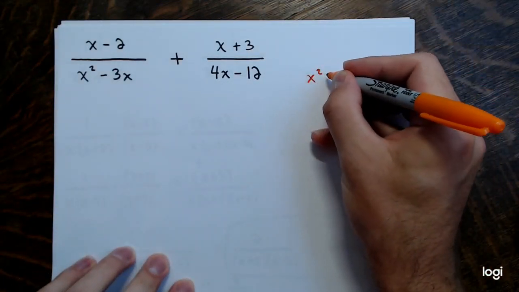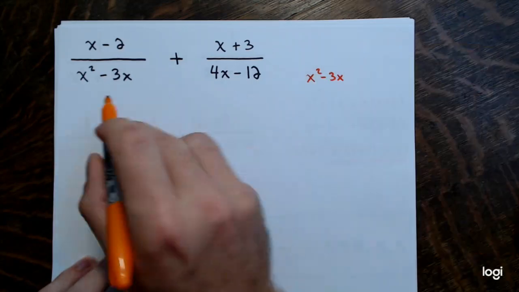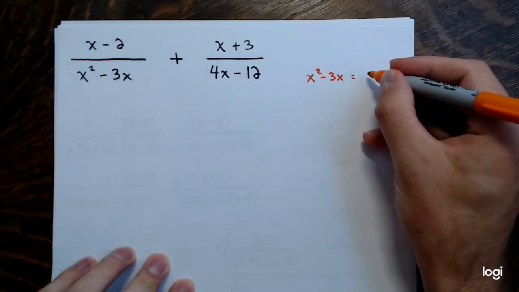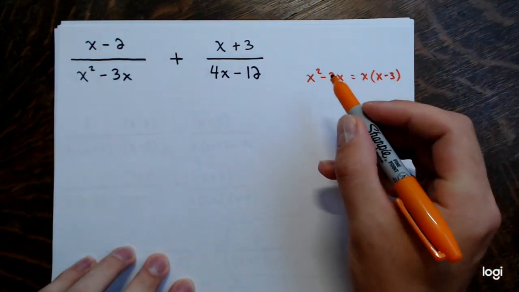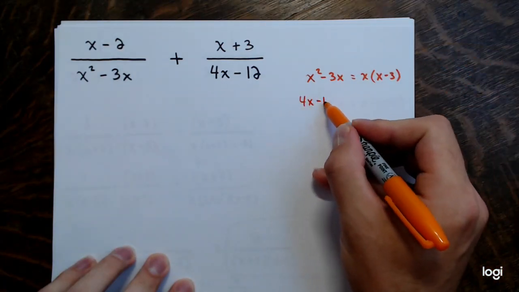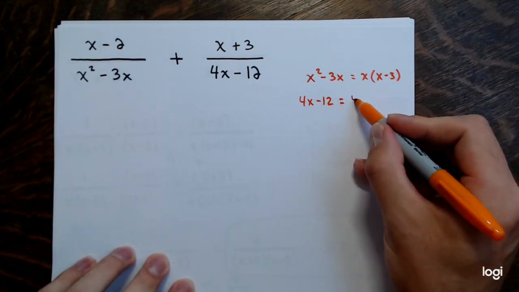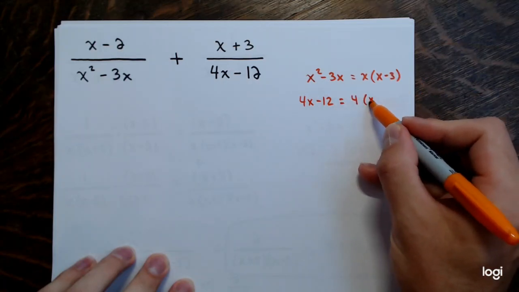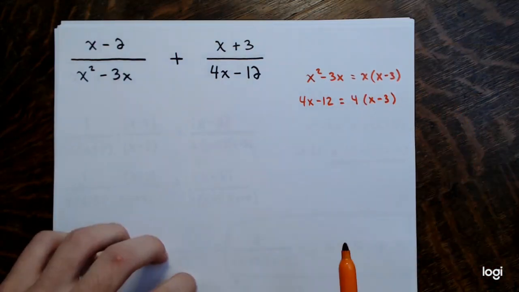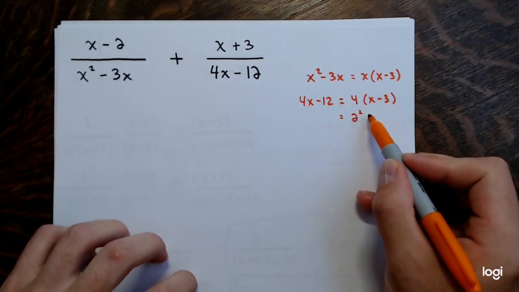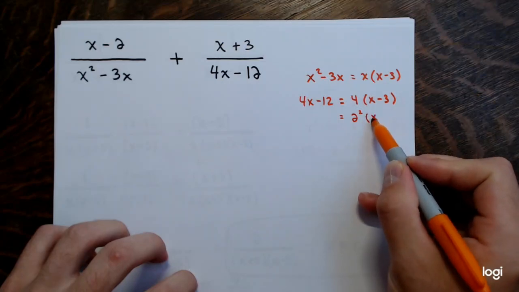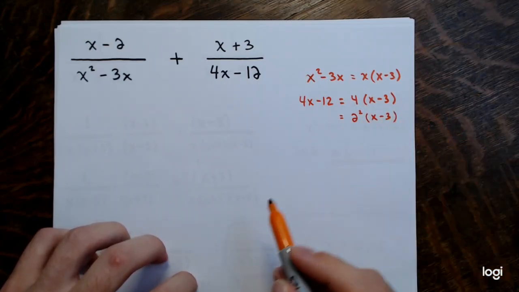Find the LCD. So I'm going to take the first denominator, x squared minus 3x, and factor it. I would pull x out, and that'd be x times x minus 3. Then the other denominator, 4x minus 12, would have a greatest common factor of 4, and then times x minus 3. And then you can break 4 up into 2 times 2, so that's 2 squared times x minus 3.